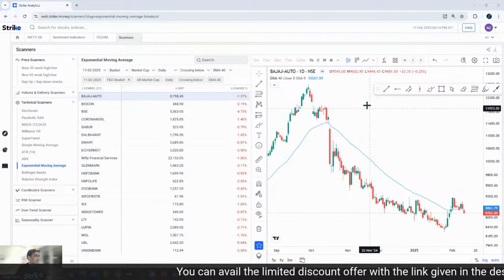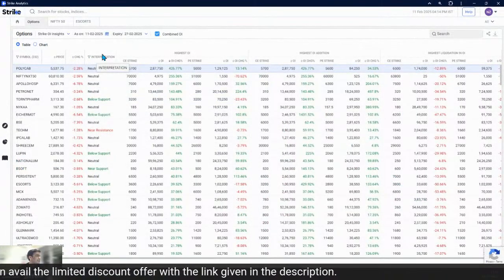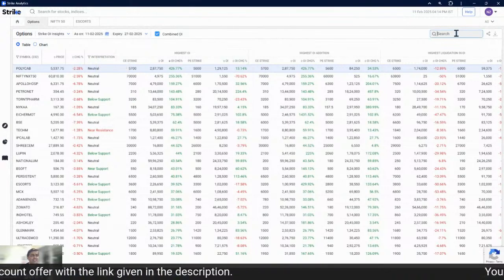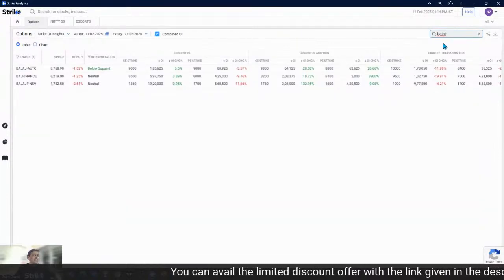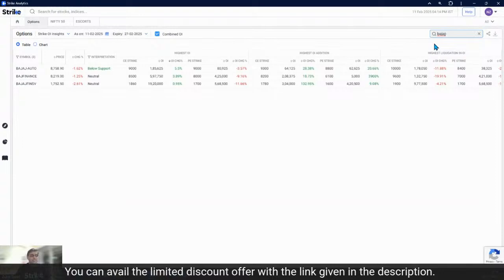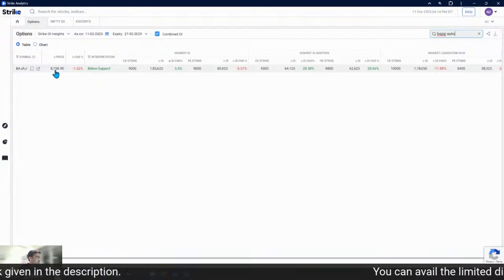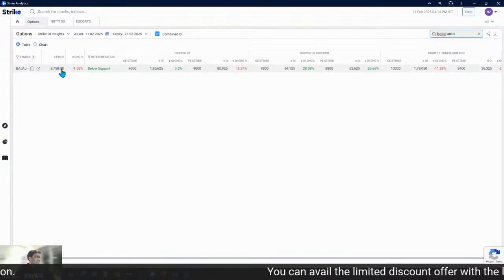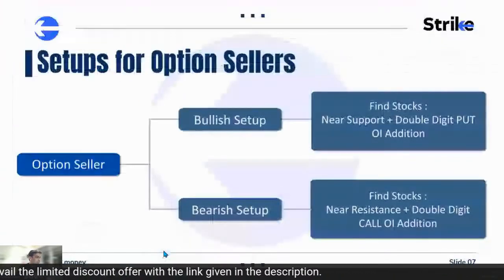So you can come to strike OI inside screen. All right. And don't put anything in the interpretation. On the right hand side there is a search bar. Here you type Bajaj Auto. All right. And as soon as you type Bajaj Auto, you will see that the interpretation is below support. Future price is trading at 8758.9 today. And when it is below support, you have to again come to this.